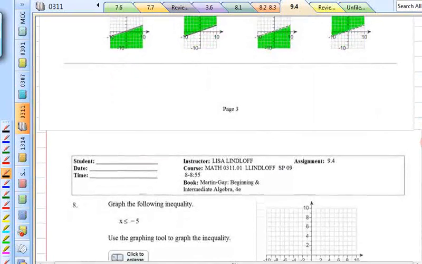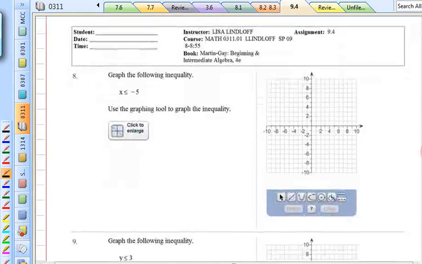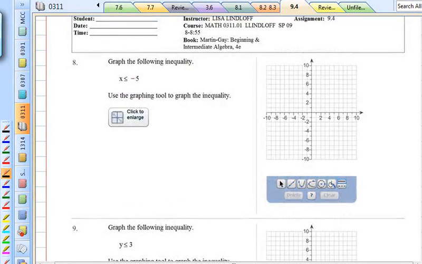And let's take now a minute to look at number 8. It is a little bit different. What's different about number 8 is that it doesn't have a y in it. It just has x is less than or equal to negative 5. Now, what does the graph of x equals negative 5 look like? What kind of line is it? It's a vertical line.